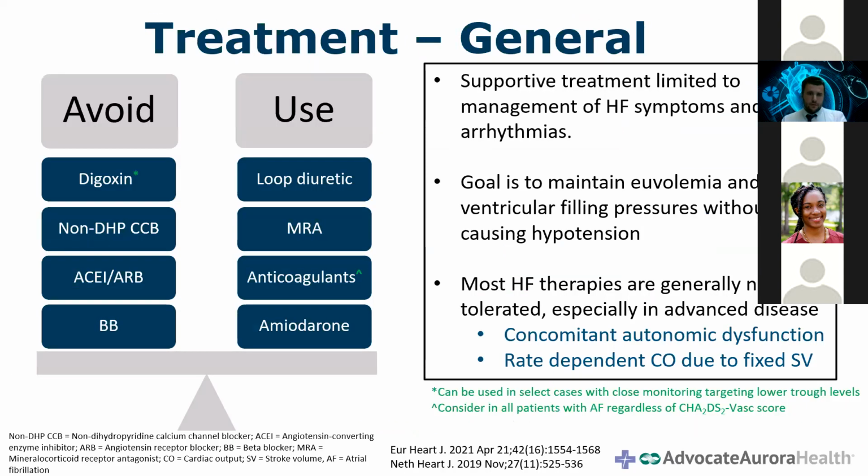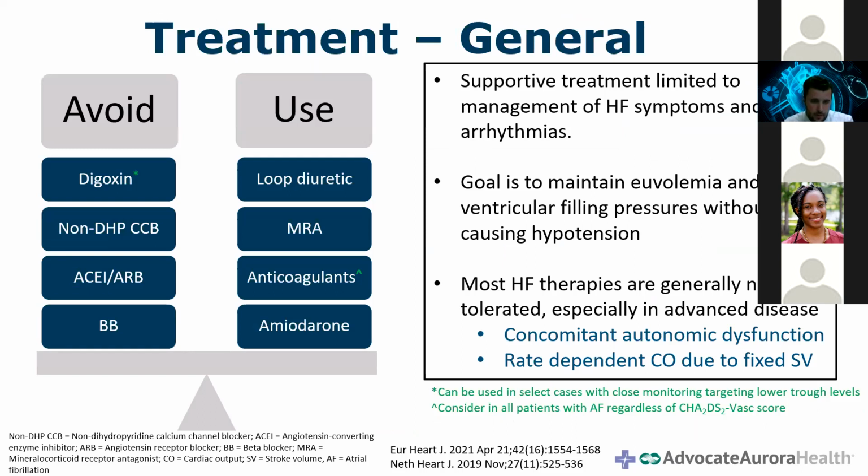Now, treatment for cardiac amyloidosis is threefold: management of heart failure symptoms, treatment of arrhythmias if present, and then treatment of the underlying disorder with disease-modifying therapies. General management is supportive in nature. Loop diuretics with or without mineralocorticoid receptor antagonists are used to maintain euvolemia.